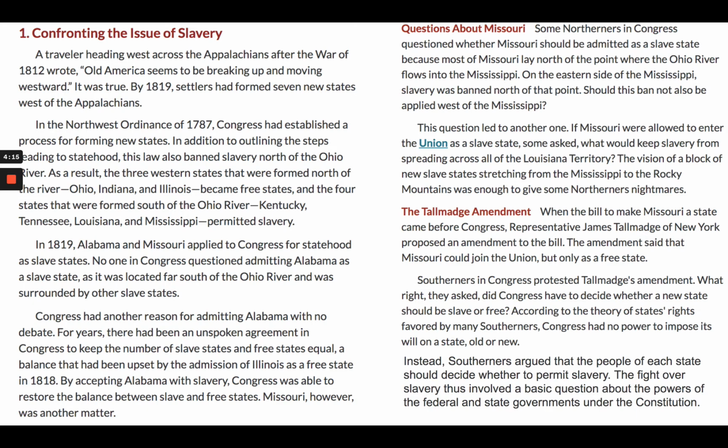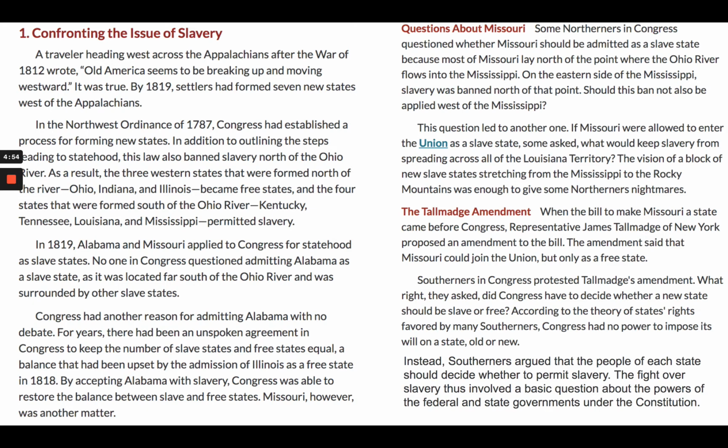In the Northwest Ordinance of 1787, Congress had established a process for forming new states. In addition to outlining the steps needed for statehood, this law also banned slavery north of the Ohio River. As a result, the 3 western states that formed north of the Ohio River, Ohio, Indiana, and Illinois, became free states. And then the 4 states that formed south of the Ohio River, which is Kentucky, Tennessee, Louisiana, and Mississippi, permitted slavery. So they allowed slavery in those states.